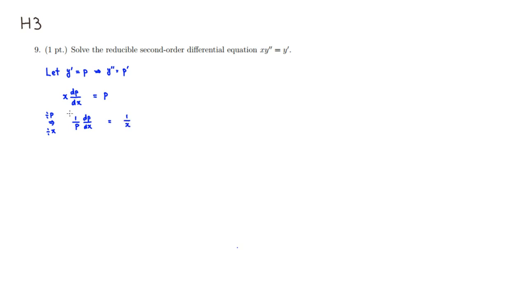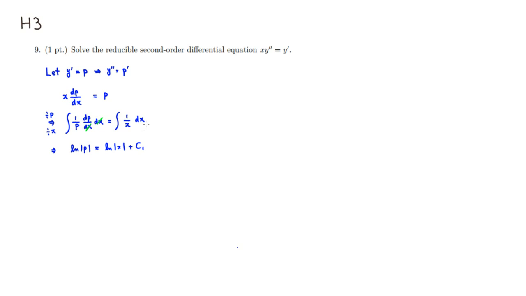Then we can just integrate both sides with respect to x. And we can cancel dx on top and dx on the bottom. Then the antiderivative of 1 over p is the natural log of the absolute value of p, and this is equal to another natural log of the absolute value of x, plus some constant. I'm going to call it c1.